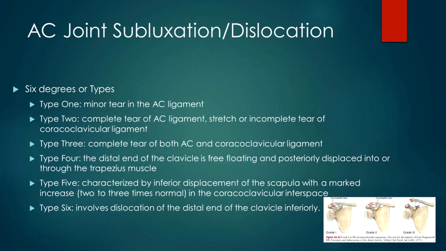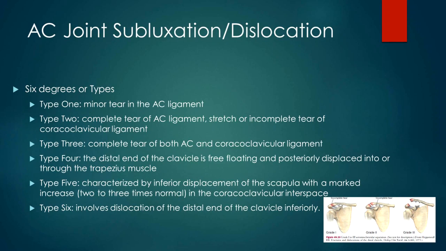AC joint subluxation or dislocation, there are 6 degrees or types. Type 1 is a minor tear, type 2 is a complete tear of the AC ligament. Type 3 is a complete tear of both the AC and the coracoclavicular ligament. Type 4, the distal end of the clavicle is free-floating and posteriorly displaced into or through the trapezius muscle. Type 5 is characterized by inferior displacement of the scapula with a marked increase in the coracoclavicular interspace, and type 6 involves dislocation of the distal end of the clavicle inferiorly.